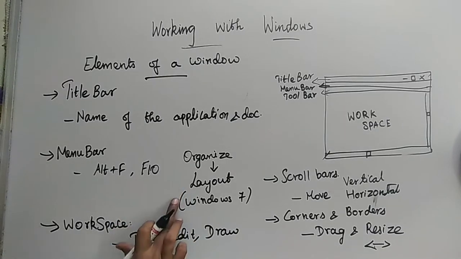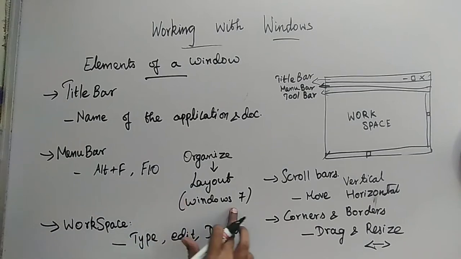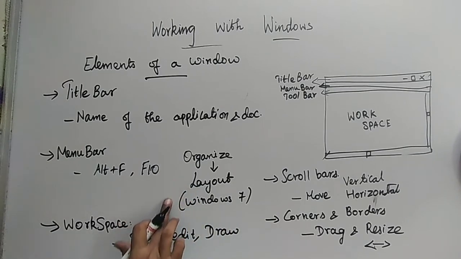Don't forget, if the menu bar is not available on the screen, what do you have to do? This option is for Windows 7 only. You have to click organize layout from the my computer screen. That is, you have to click the my computer icon, then the my computer window will be displayed for you. From that you have to click organize layout.